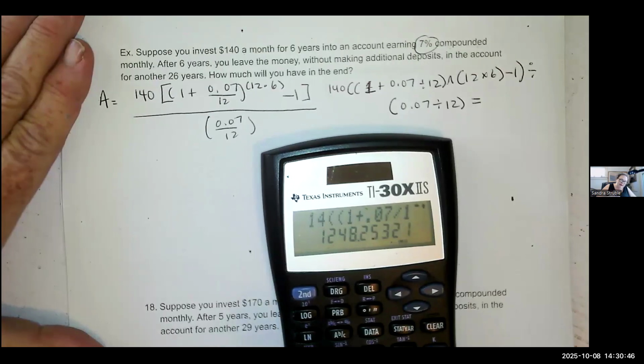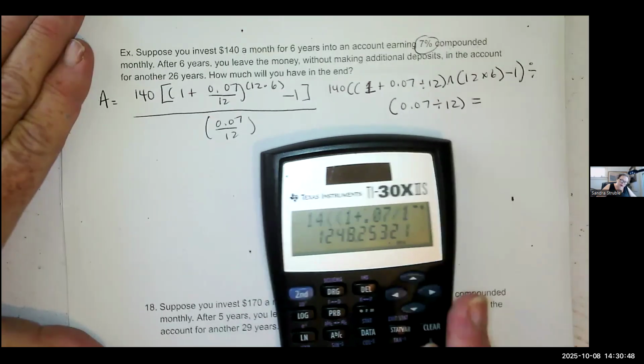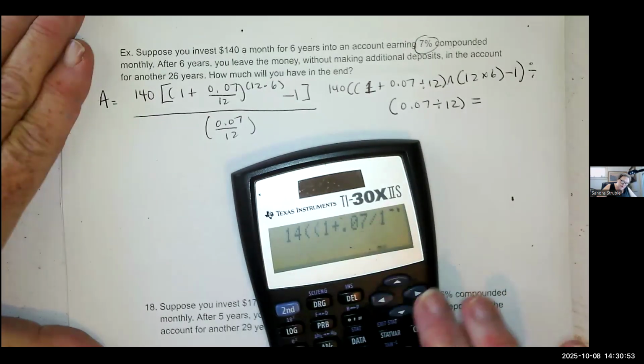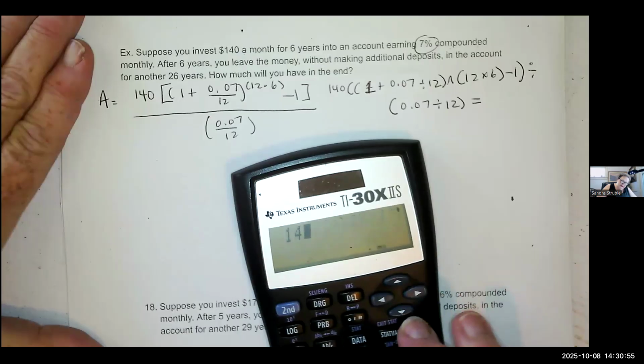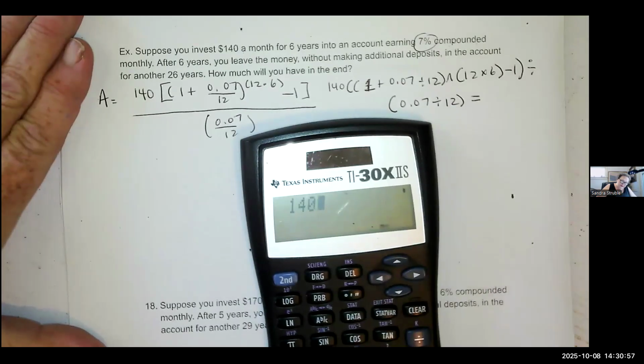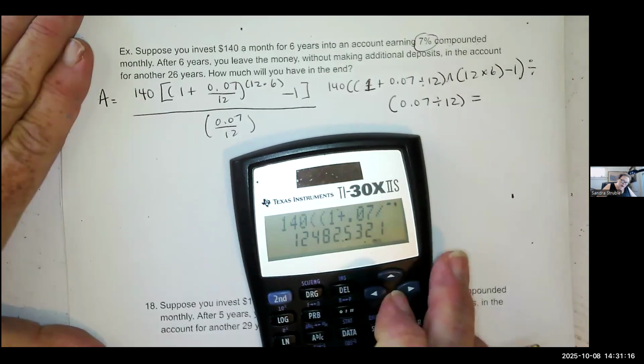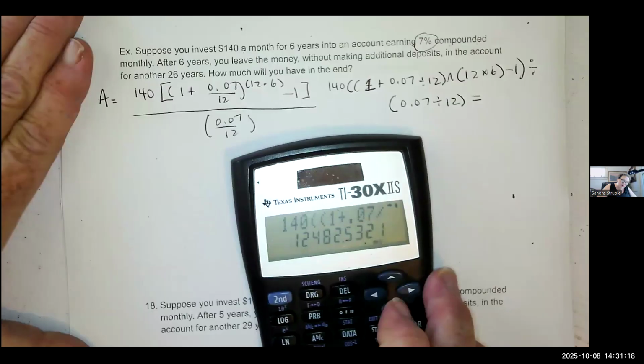So at the end of the 6 years, we have 1,240. Oh, I put a four there. Shoot. Sorry, y'all. Let me do it again. 140, open, 1 plus 0.07 divided by 12, close, caret, open, 12 times 6, close, minus 1, close, divided by open, 0.07 divided by 12, close, equals. That's better. We have $12,482.53.